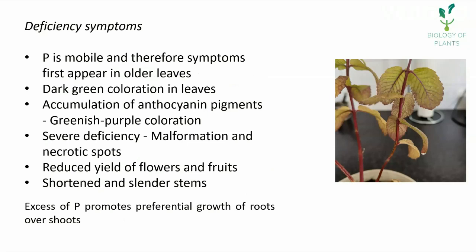Like nitrogen, phosphorus is also mobile and the symptoms first appear in the older leaves. The most defining symptom is the dark green coloration of leaves coupled with accumulation of anthocyanin pigments. Under severe deficiency conditions, necrotic spots appear on the leaves and they also get malformed. Phosphorus deficiency results in poor yield of fruits and flowers, and in some cases plants develop short and slender stems. In contrast to nitrogen, excess of phosphorus results in preferential growth of roots over shoots.